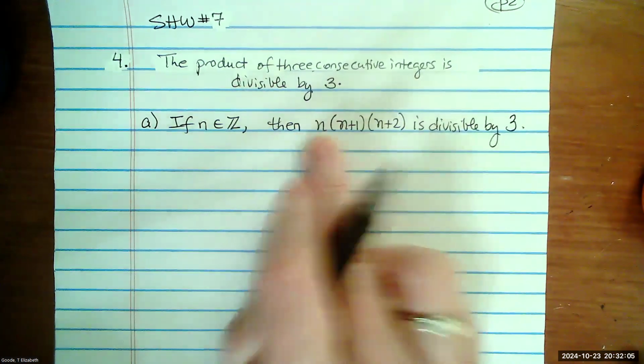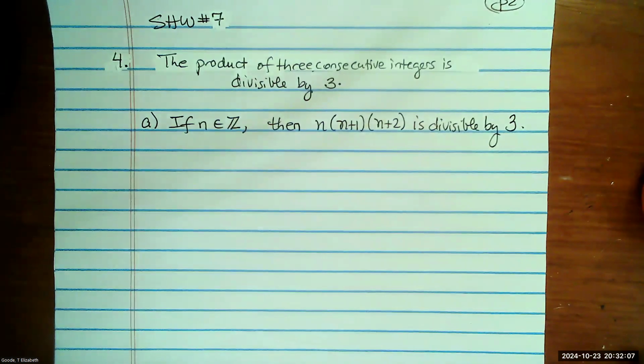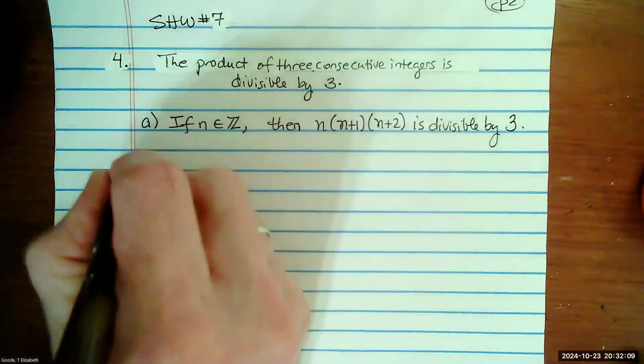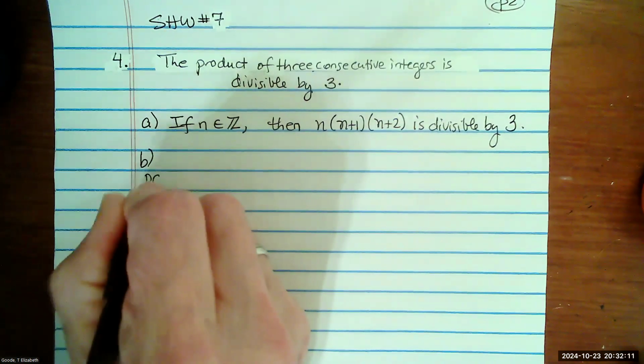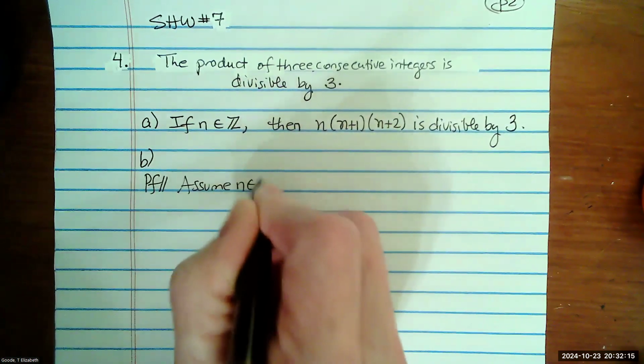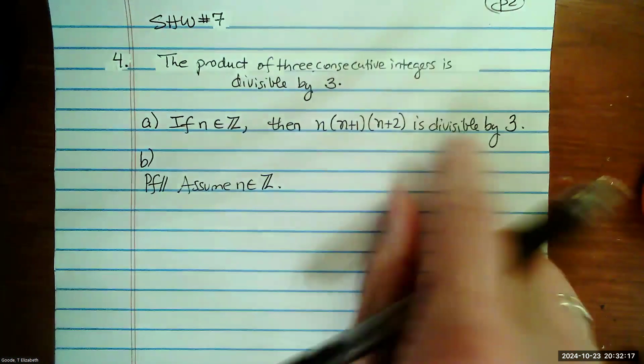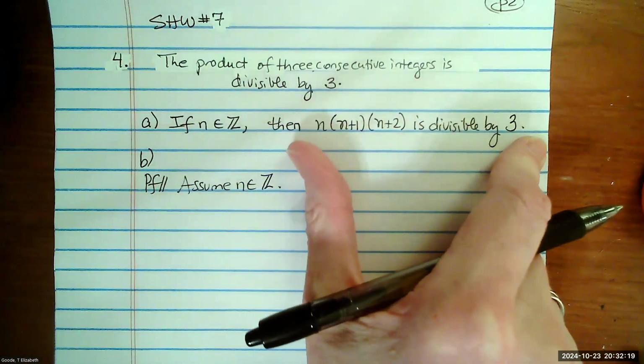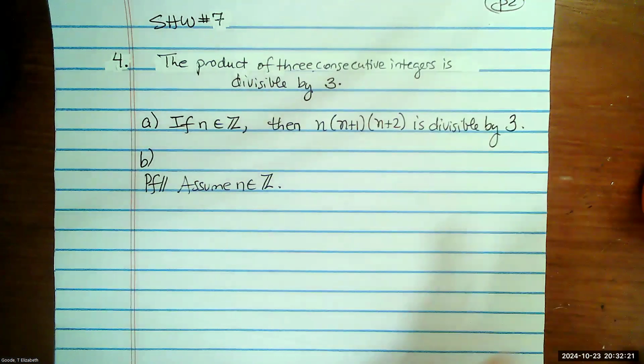Right? In other words, 3 divides that. Okay? All right, so here we go. Let's write the proof. Assume n is in Z. Now, what is d? We look to the conclusion to figure out what the divisor d is. What is d here? 3.